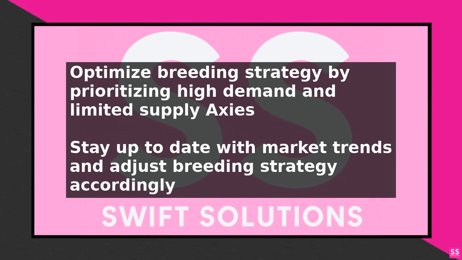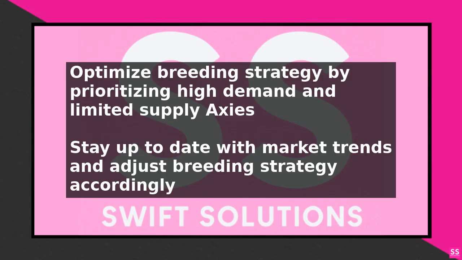To optimize your breeding strategy, prioritize breeding Axies with high demand and limited supply. This can include Axies with rare body parts or classes that are in high demand for battling. It is also essential to stay up to date with market trends and adjust your breeding strategy accordingly.